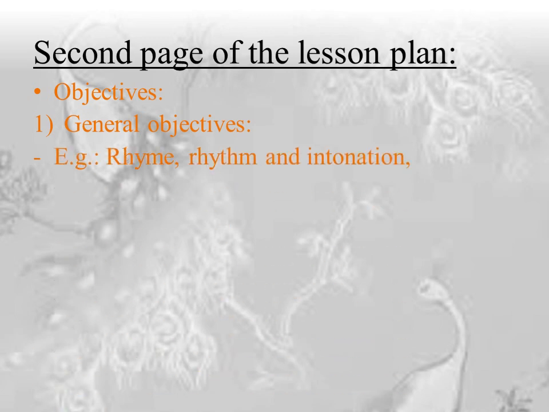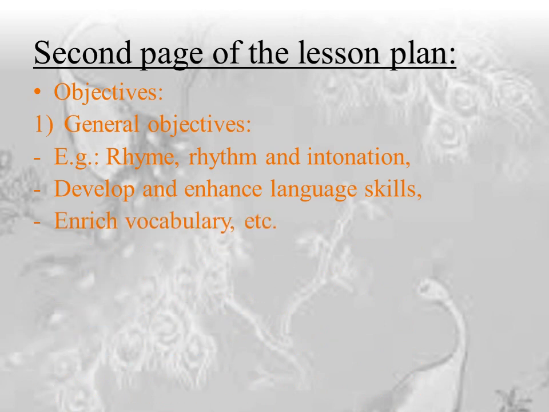While teaching a poem at the primary level, a general objective can be to enable the learners to recite the poem with proper rhythm and intonation, or to appreciate the rhyme, rhythm, and style of the poem. Developing and enhancing the language skills of learners is also a general objective. To enrich the vocabulary of learners is also an important general objective in English. Specific objectives describe what will be studied within the lesson.